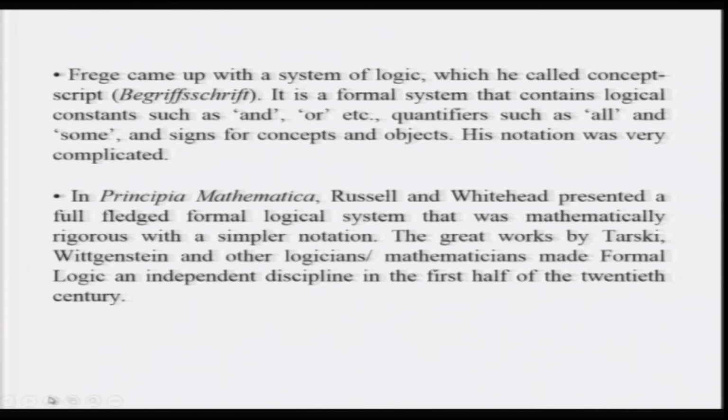So after Frege worked on this Begriffsschrift, Russell came up with another rigorous logical text, both Russell and Whitehead, in fact, and it is called the Principia Mathematica. It represented a full-fledged formal logical system that was mathematically rigorous with a simpler notation. The great works by Tarski, Wittgenstein, and other logicians and mathematicians made formal logic an independent discipline in the first half of the 20th century.